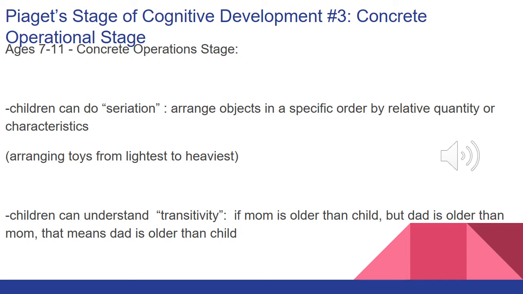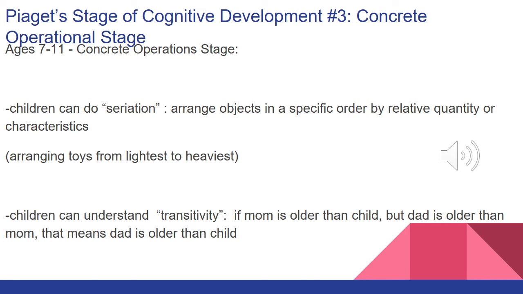Also, during the concrete operational stage, children can do seriation. They can arrange objects in a specific order based on their relative quantity or size, or by their characteristics. An example might be, they can arrange toys from lightest to heaviest based on feeling them. Or they can arrange numbers from 0 to 1,000 using base 10 blocks from least to greatest.